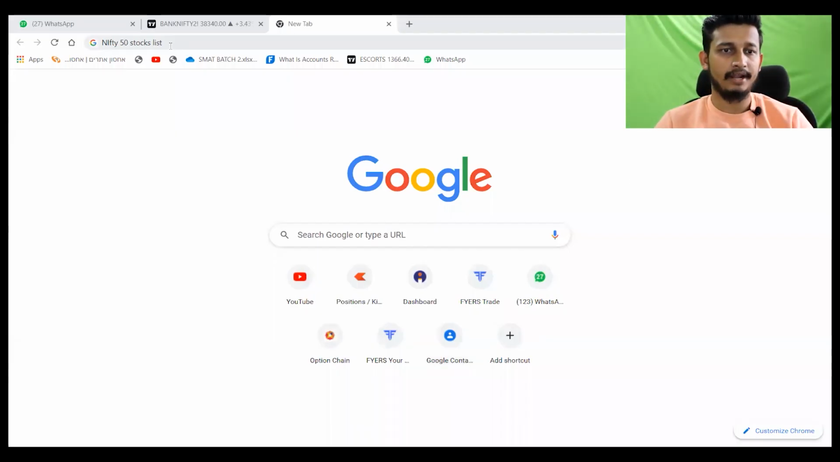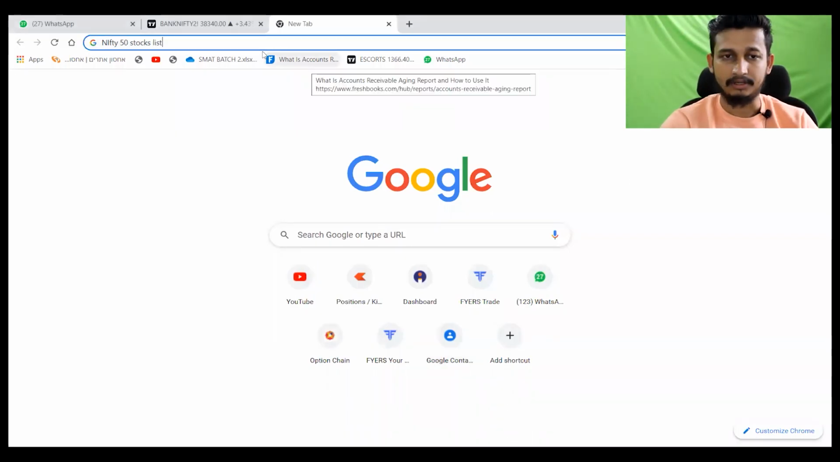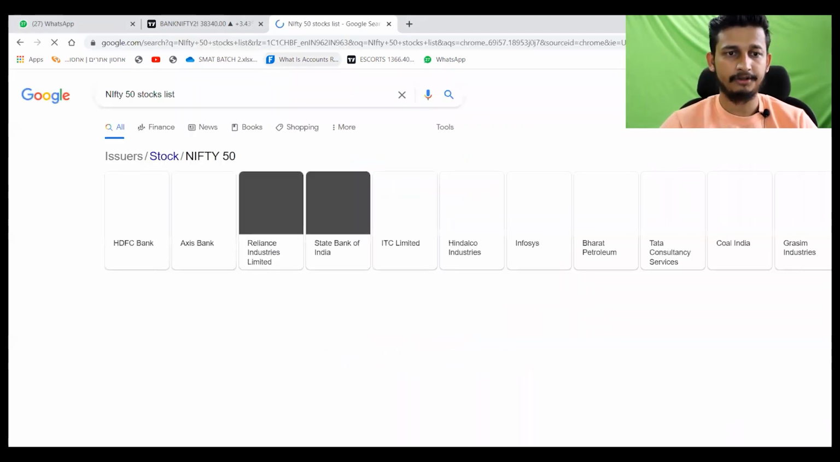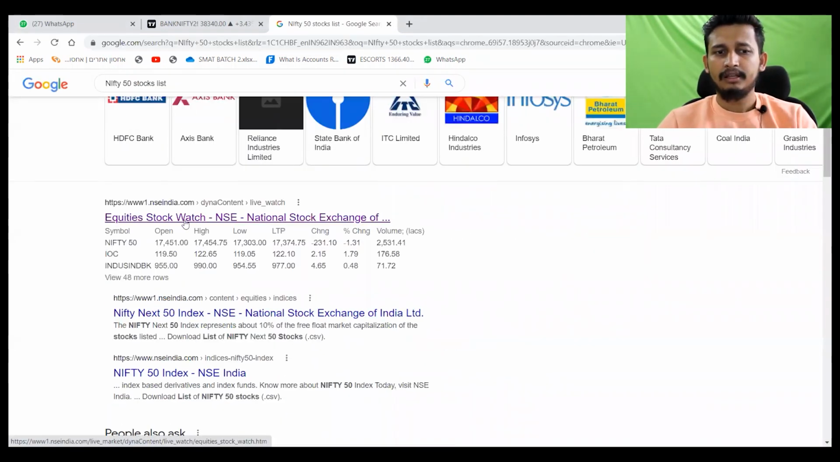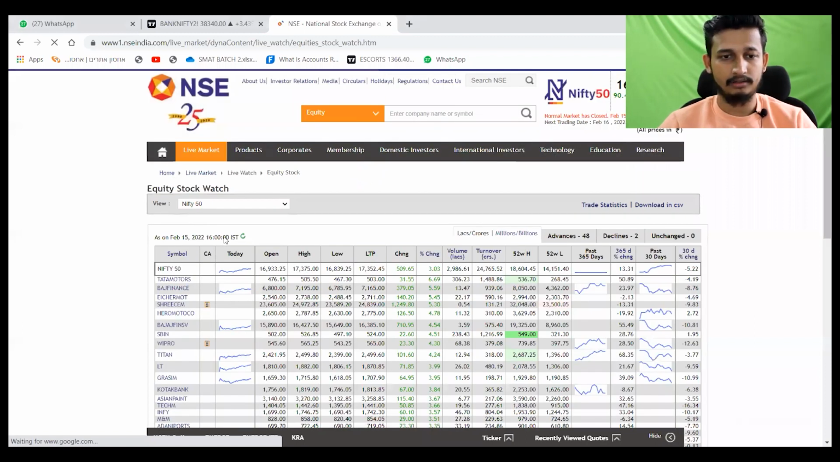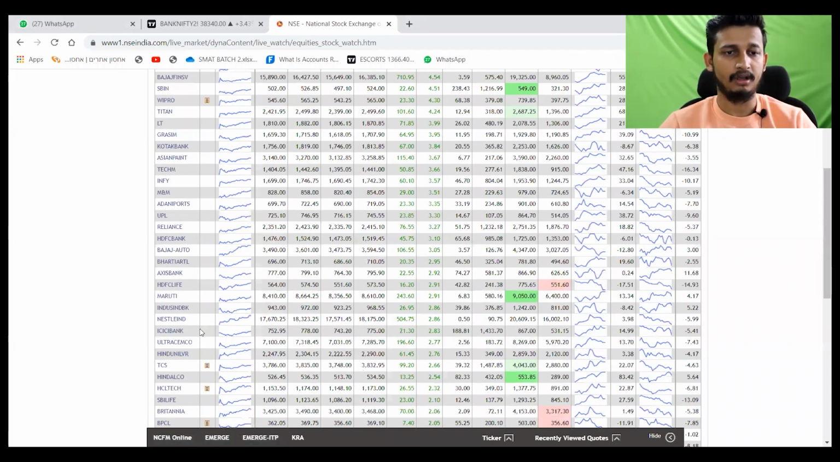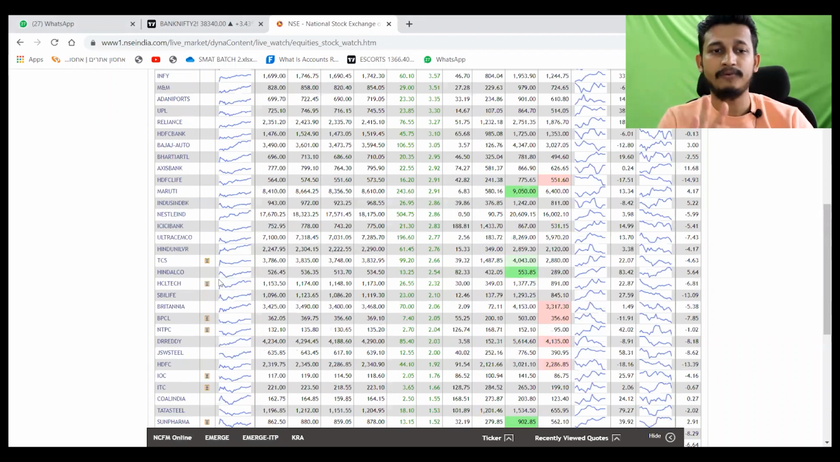You have to go to Google and type Nifty 50 stock list. Simple thing, Nifty 50 stock list. Click over here. Then click on this. You'll see a lot of stocks over here. Okay, a lot of stocks will be there. Now, how do you have to filter them out?